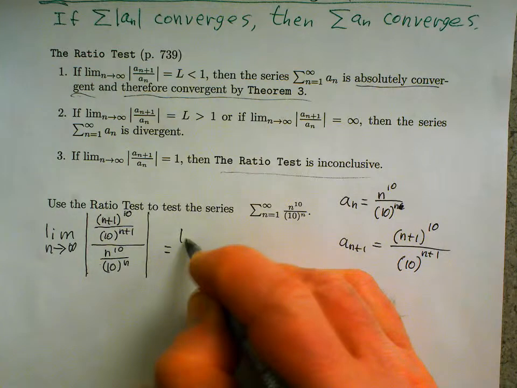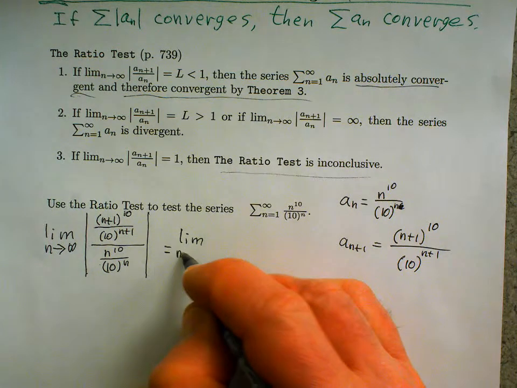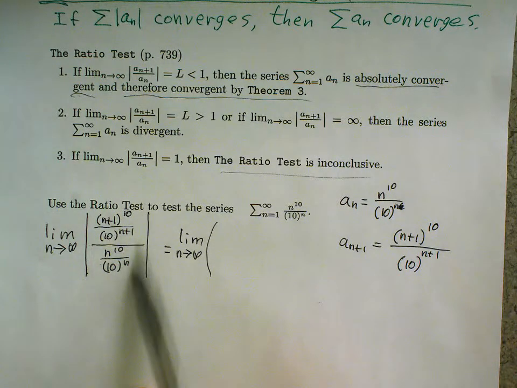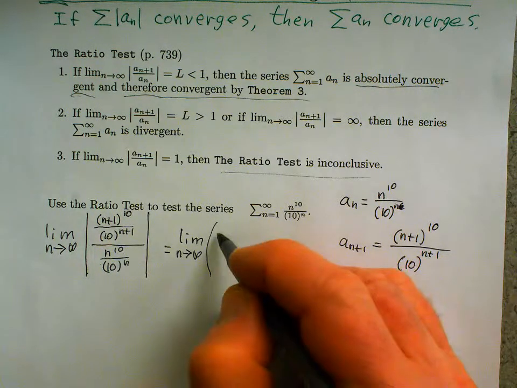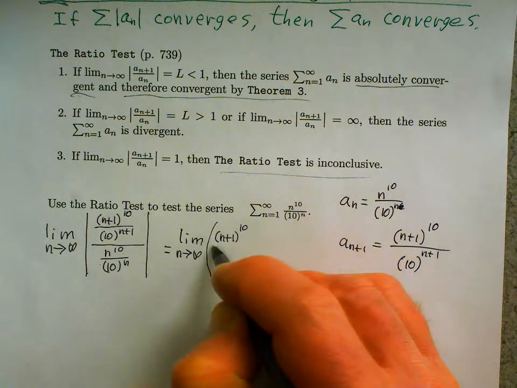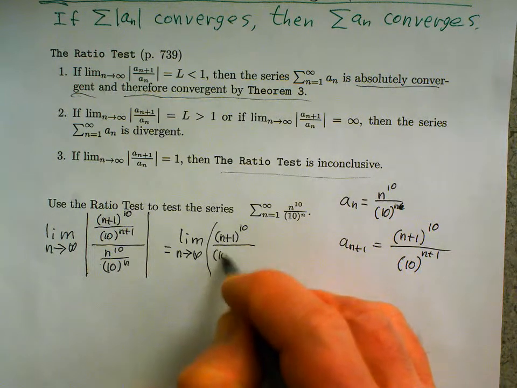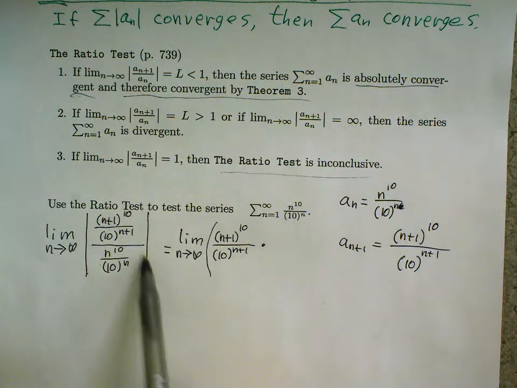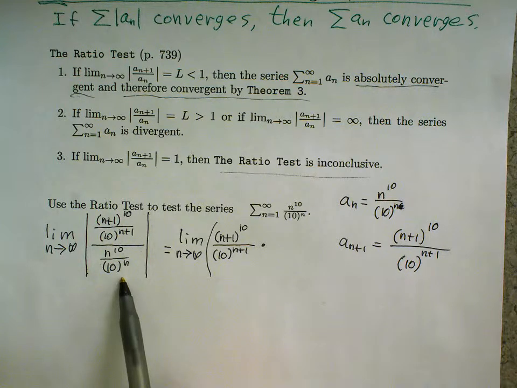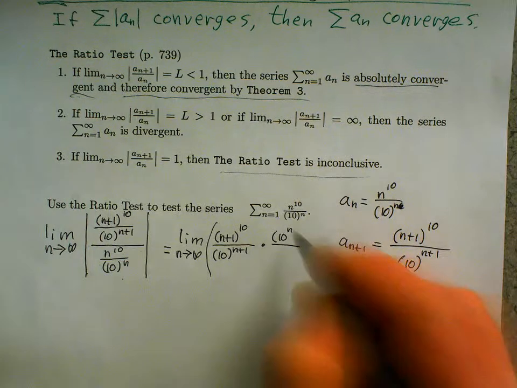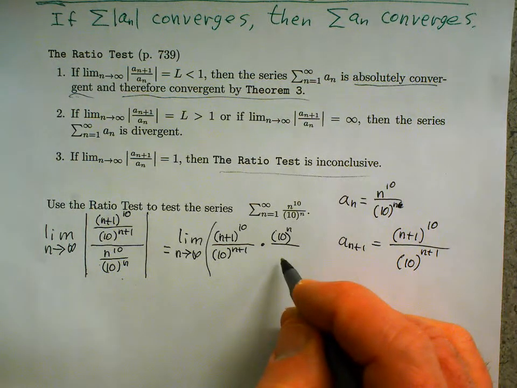So in the next step, we'll go ahead and remove the absolute values, but we'll try to simplify this complex rational expression. So one way to do it, we can write (n+1)^10 over 10^(n+1) times the reciprocal of n^10 over 10^n. So that's going to be 10^n over n^10.